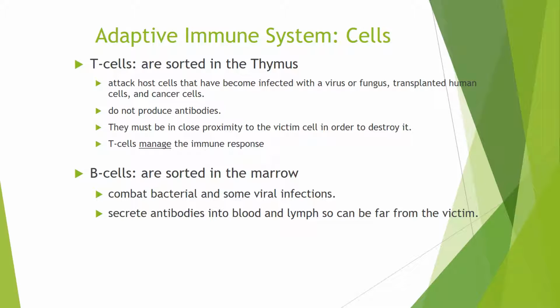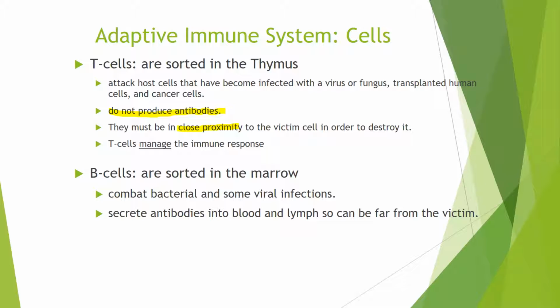A little more detail about the different types of cells for the immune system. The T cells, again, within the thymus, attack host cells that become infected with a virus or fungus. Also, examples are transplanted human cells and cancer cells, anything that it doesn't recognize as itself. These must be continuously produced to provide immunity. However, the big thing is that they do not produce antibodies. They must be in close proximity, very close or almost touching the victim cell, in order to destroy it, and these help to manage the immune response.